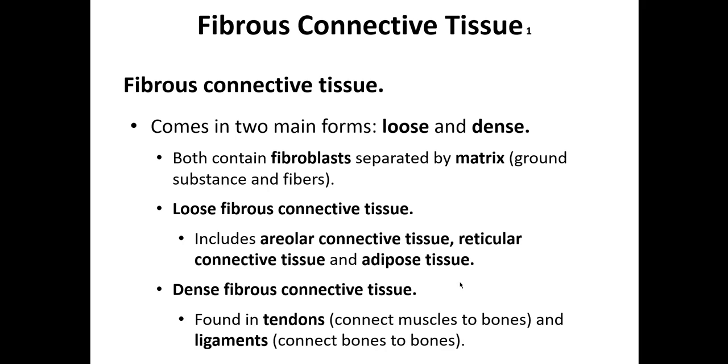Adipose tissue, which is fat, is an example of this type. Dense fibrous connective tissue contains collagen fibers that are packed together and make up tendons and ligaments. They are a lot stronger and they stabilize your joints.